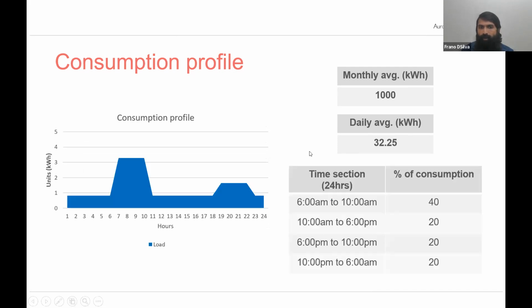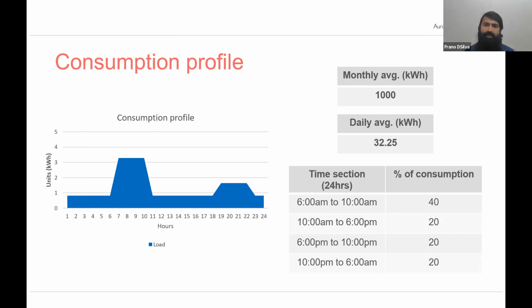Hence, moving forward with this consumption profile, how do we generate this consumption profile in our web tool? Well, to explain it briefly, we take the monthly average consumption provided by the user. We convert that monthly average consumption or the annual consumption to a daily average, and further this daily average is then allocated for each hour in a day. And to do this allocation, we divide the day, that is 24 hours, into 4 time sections.